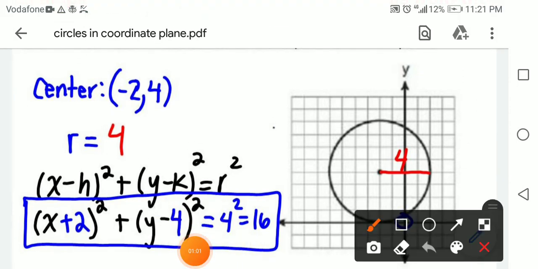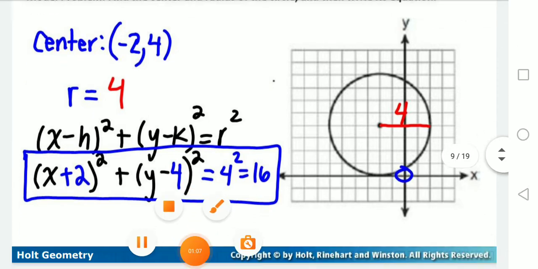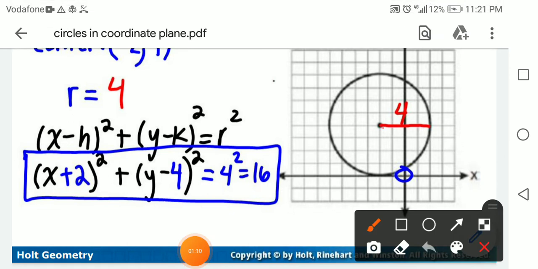If it asks you to find the center from the graph, the graph is given here. I want to know the center, so this is the center. I'm going here 1, 2, so it will be negative 2 because you are on the negative x side. Then I will go up 1, 2, 3, 4, positive 4. So my center is negative 2 and positive 4.